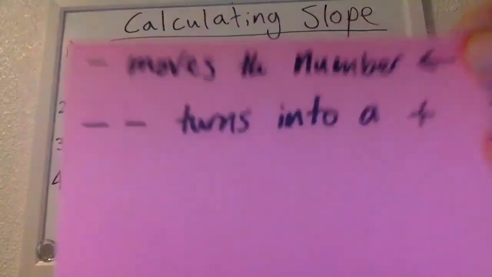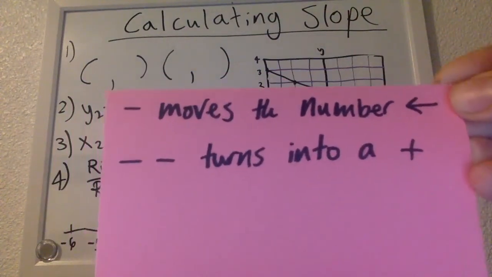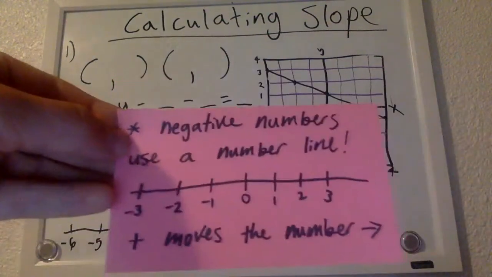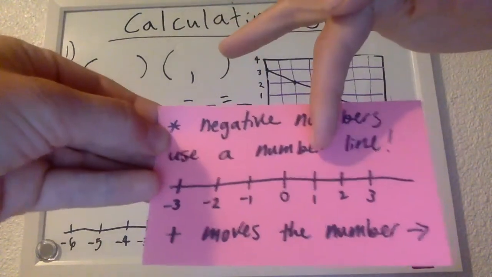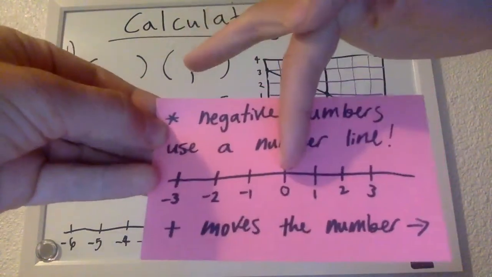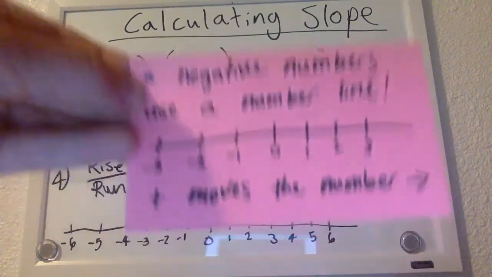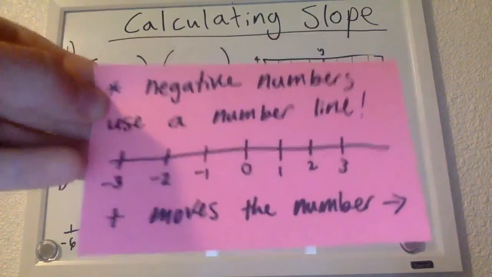if you have, make sure you write this down, if you have a minus sign, it moves the number to the left. So take a look at this. So if I have 1 minus 1, I move 1 space to the left. That gets me 0. You probably already know what 1 minus 1 is, but it gets a little bit more complicated when you have like a bunch of negatives in there.